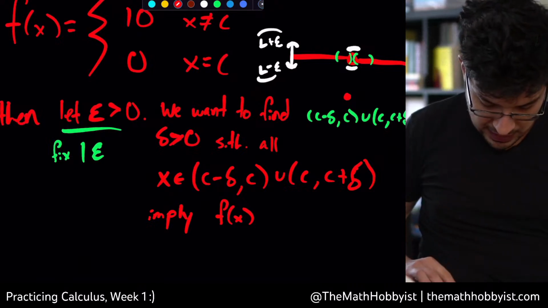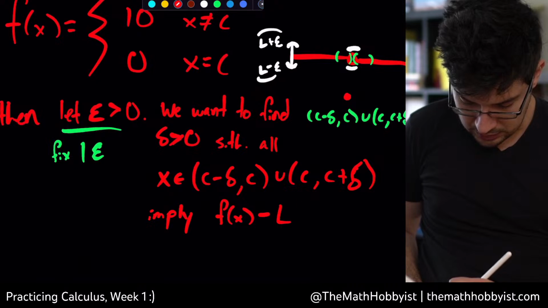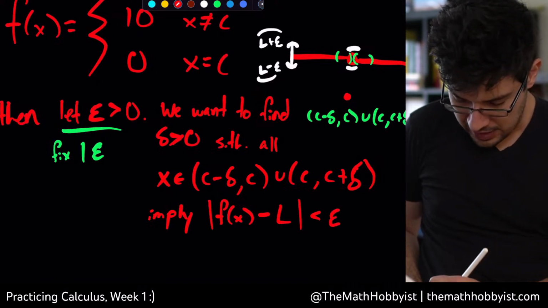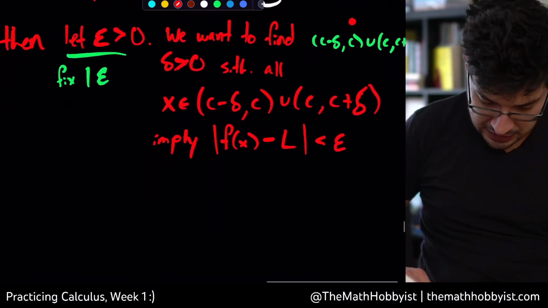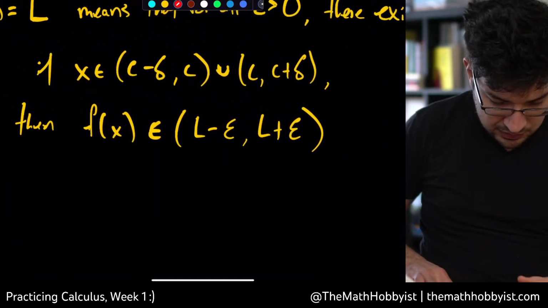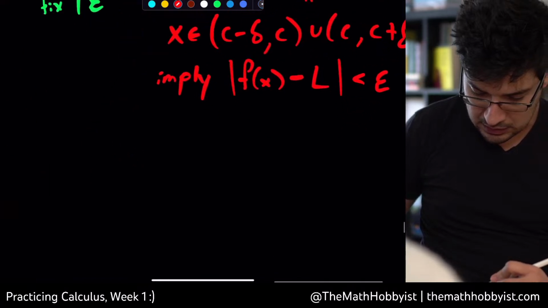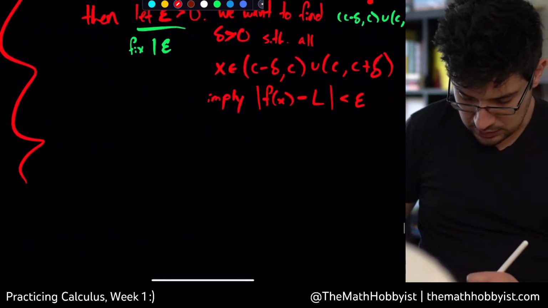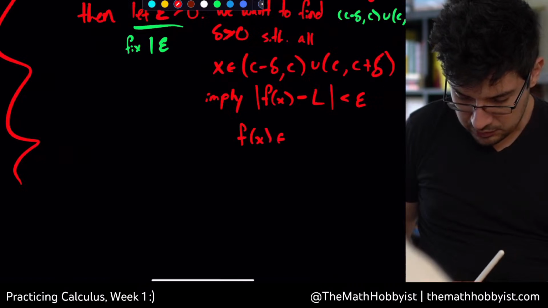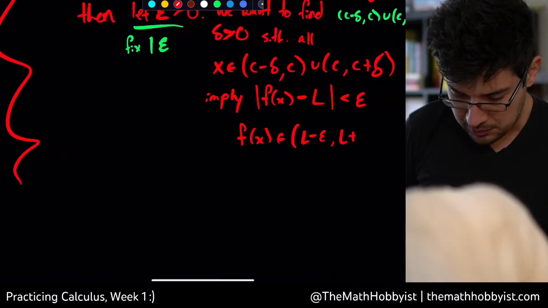That f of x minus L, the absolute value of the difference, is less than epsilon. That's how I'm used to writing it. And how does Taalman write it again? Yeah, f of x is between L minus epsilon and L plus epsilon.